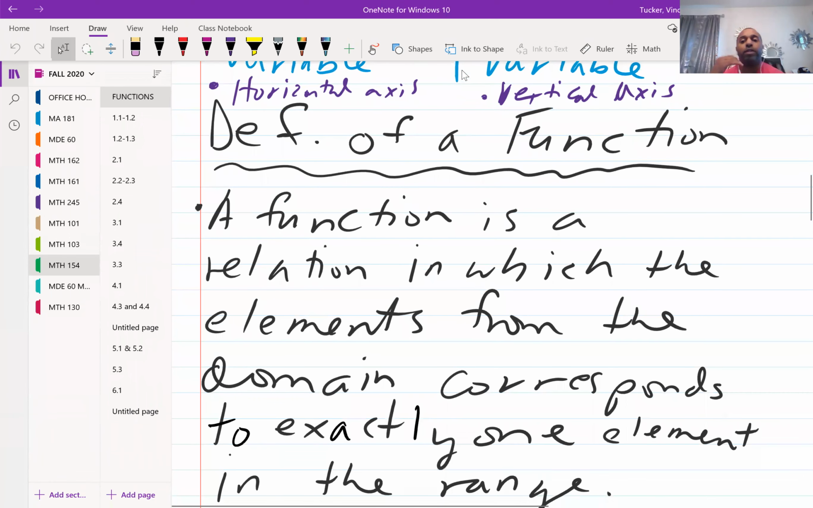All right, so definition of a function. A function is a relation in which the elements from the domain correspond to exactly one element in the range.